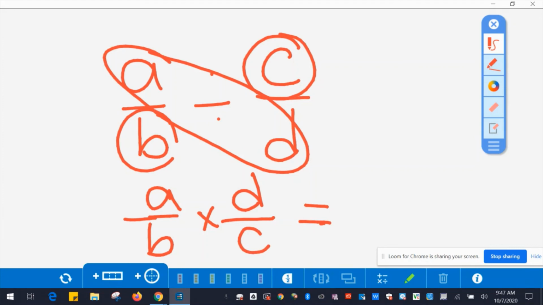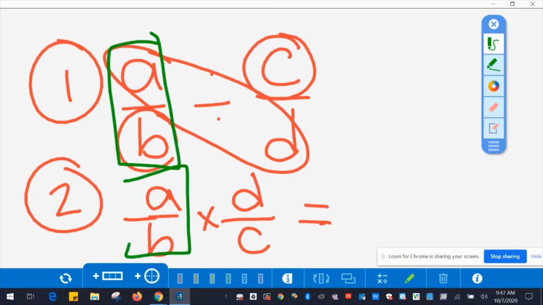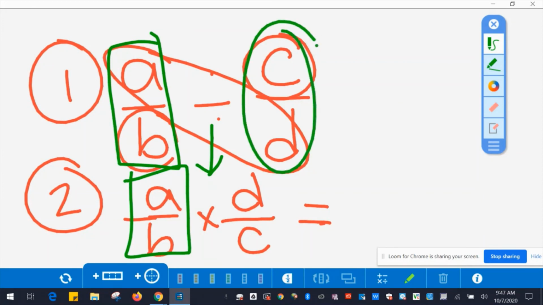So what happened from situation 1 to situation 2? Well, if we look, this fraction and this fraction stayed the same. Our operation changed to the inverse. It went from division to multiplication. But then we also have an inverse of our second fraction. So our second fraction went from c over d to d over c, which is called a reciprocal.